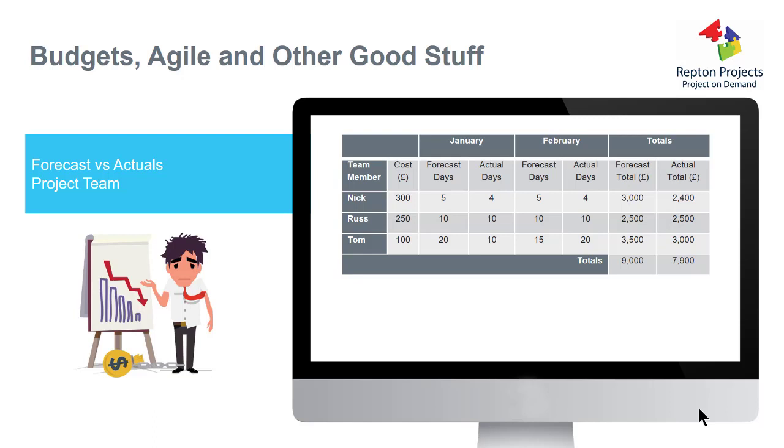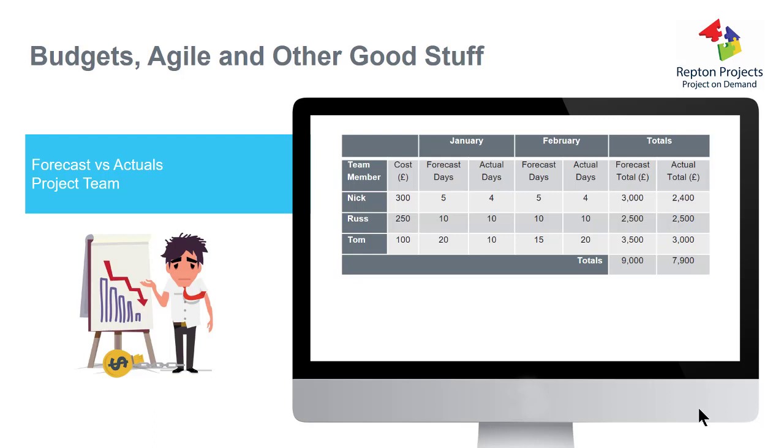Also we have a forecast, that's our estimate of how much we think we need to budget for each of those resources. So for Russ, we're forecasting that he does 10 days in January, 10 days in February, and with a total cost of £2,500. And then we're able to track forecast versus actuals.